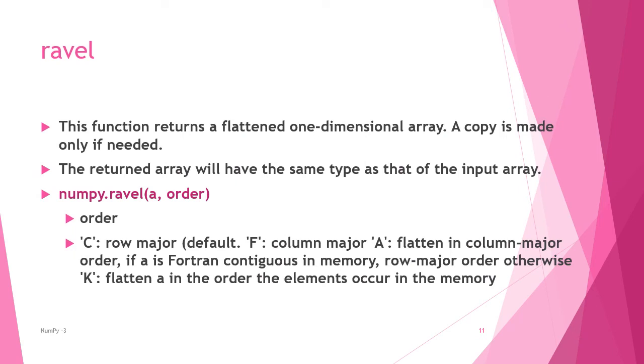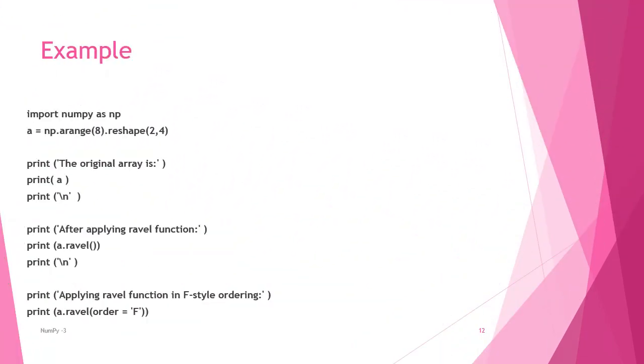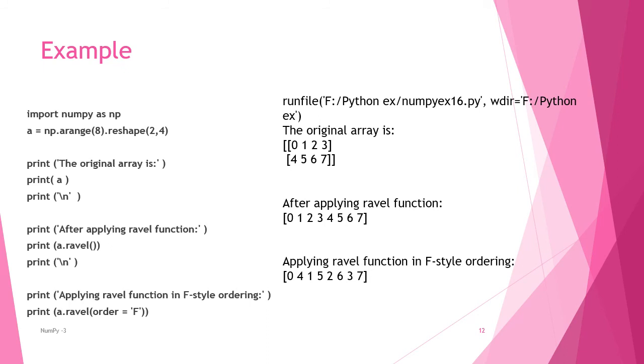The next is the ravel function. This function returns a flattened one-dimensional array. A copy is made only if needed. The returned array will have the same type as that of the input array. And the syntax is numpy.ravel. The first parameter is A and the second parameter is order. Order is again C or F, row major or column major. See the example. Here also it will do the same as the flatten function. The result is the same.